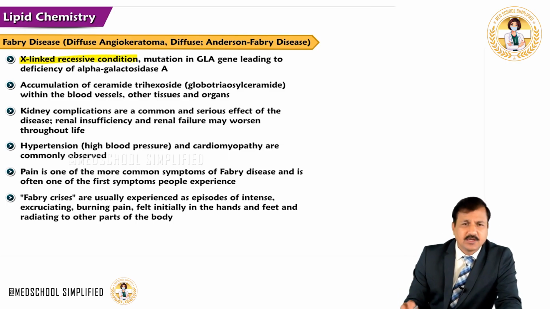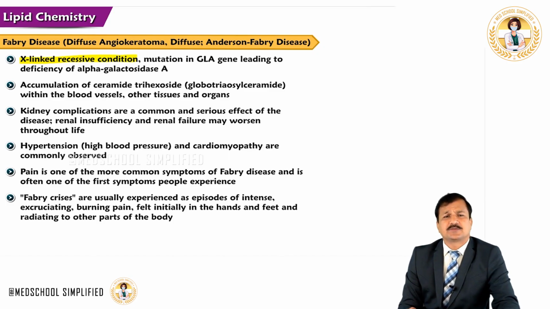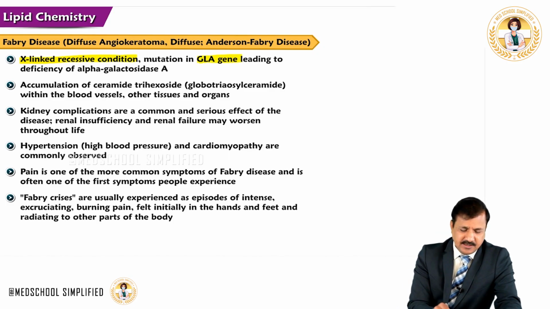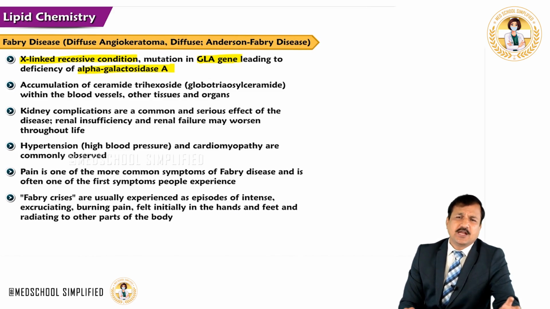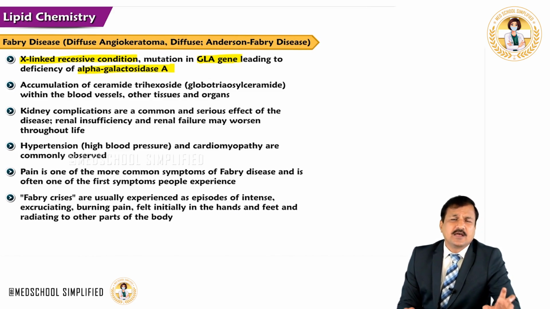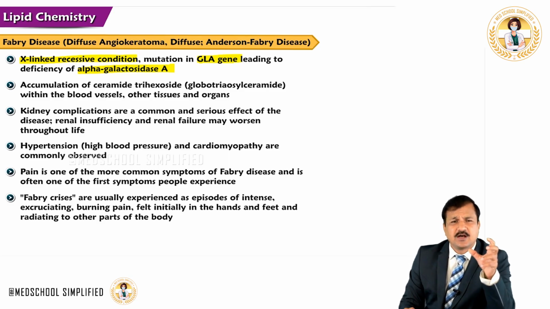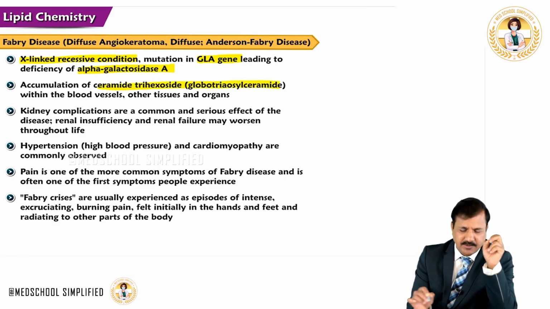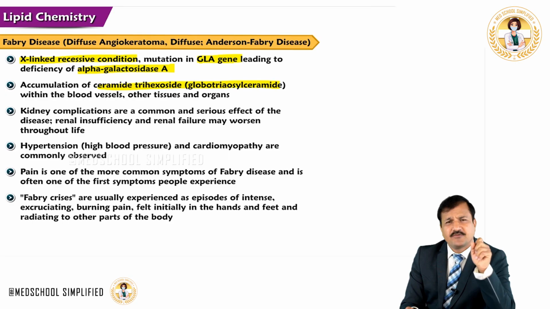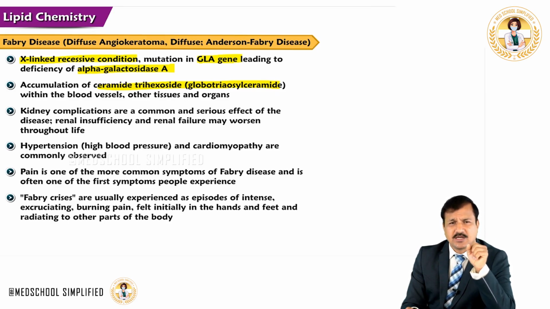That's a special point with Fabry disease in terms of inheritance pattern. Mutation is in the GLA gene, which codes for alpha-galactosidase A. This alpha-galactosidase A is the enzyme that handles degradation of ceramide trihexoside, which is also called globotriaosylceramide. Because of the deficiency of alpha-galactosidase A enzyme, there will be accumulation of this ceramide trihexoside or globotriaosylceramide. And this accumulation is generally seen in blood vessels and other tissues and organs.